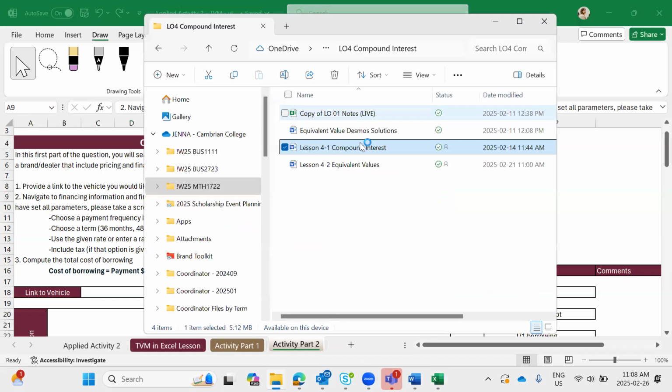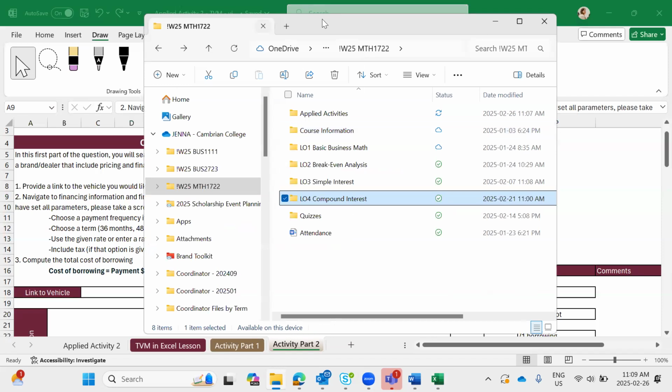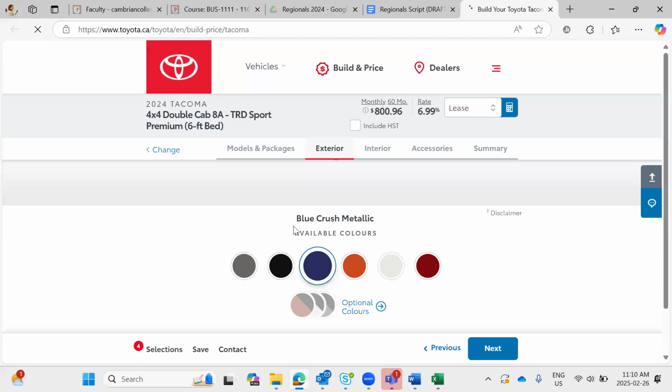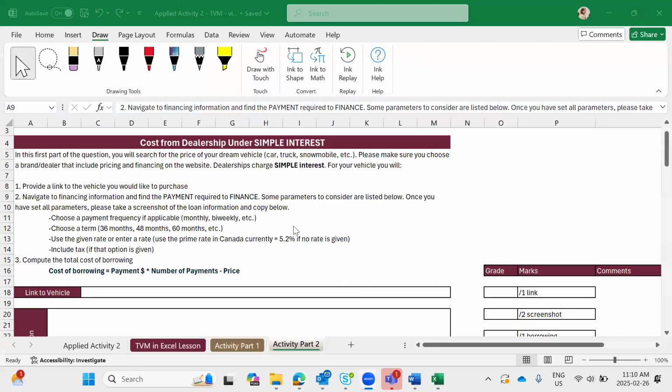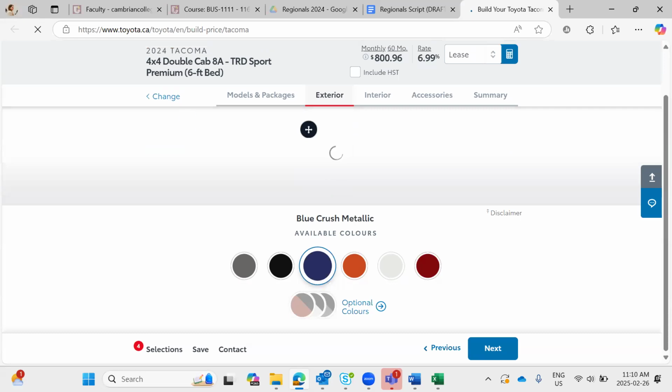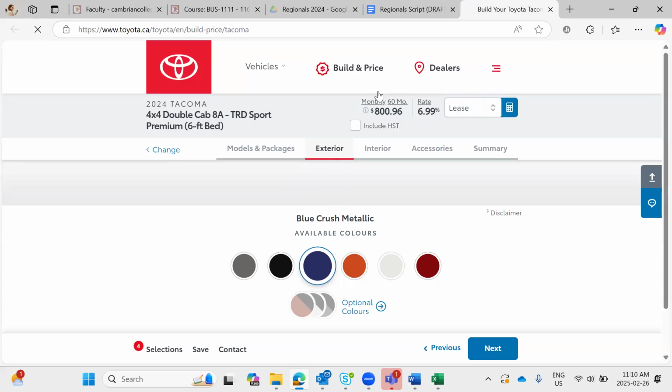Just going to pull open an example. So let's say I wanted to purchase a Toyota. So I have the Toyota website up. It's still loading right now, but let's say I have this Tacoma and I would like to make a purchase of it. It has all the leasing options up here, and no matter what type of vehicle you might be interested in, most websites have this information available in some way, even though it might look different.